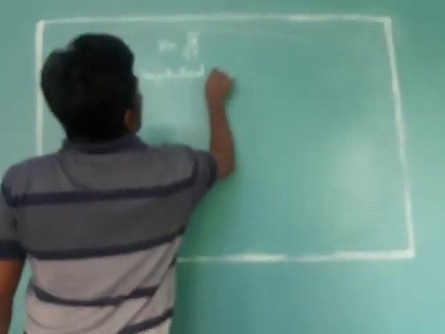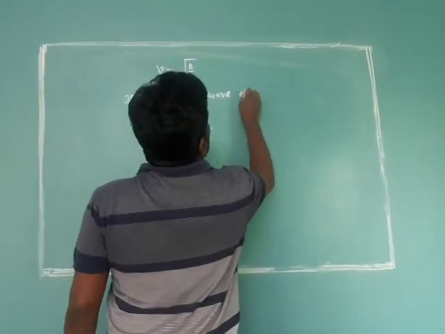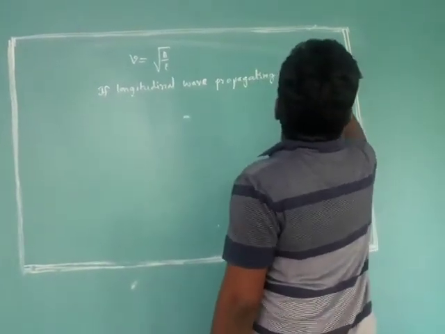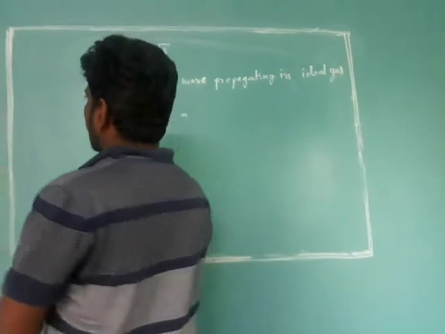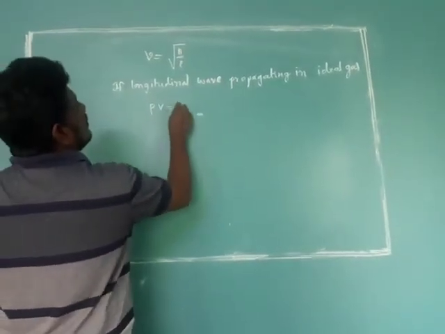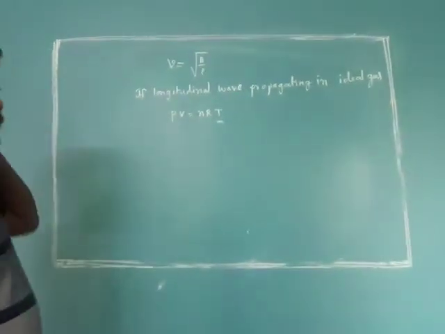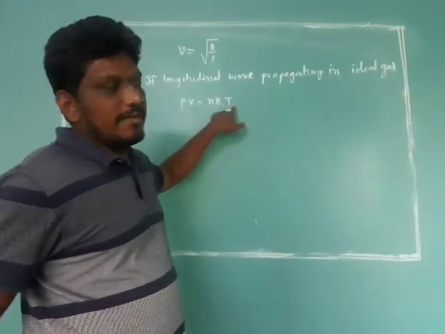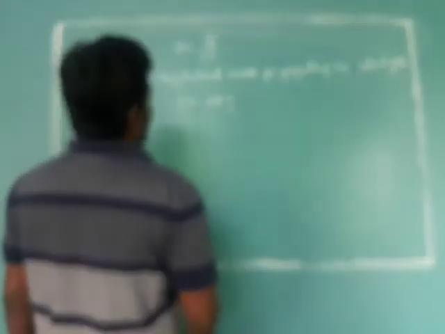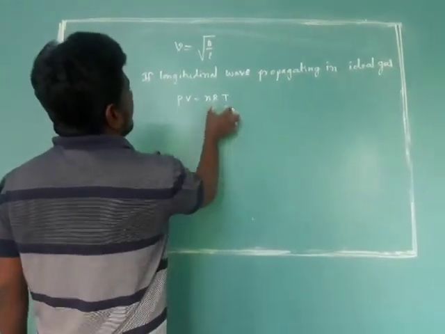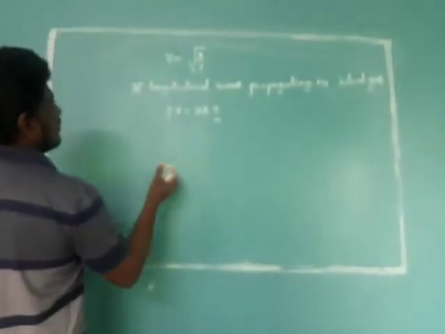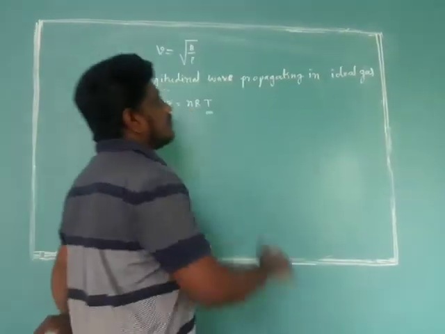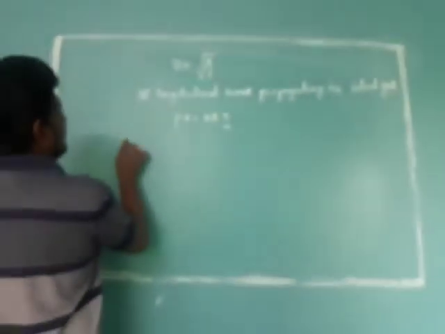if longitudinal wave propagating in ideal gas, you know ideal gas equation, for n moles PV is equal to nRT. PV is equal to nRT, pressure, volume, number of moles, gas constant and absolute temperature. Here at a constant temperature, if you take this longitudinal wave propagation is an isothermal process.